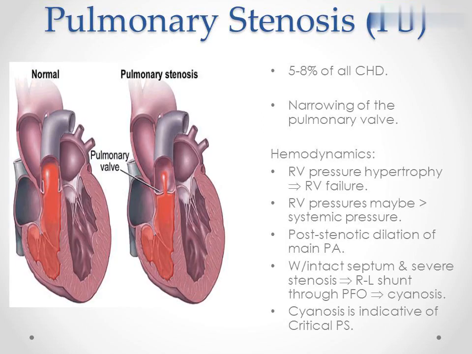Pulmonary stenosis, PS. 5 to 8% of all CHD. Narrowing of the pulmonary valve. Hemodynamics: RV pressure hypertrophy, RV failure. RV pressures may be greater than systemic pressure. Post-stenotic dilation of main PA. With intact septum and severe stenosis, there is an RL shunt through the PFO causing cyanosis. Cyanosis is indicative of critical PS.